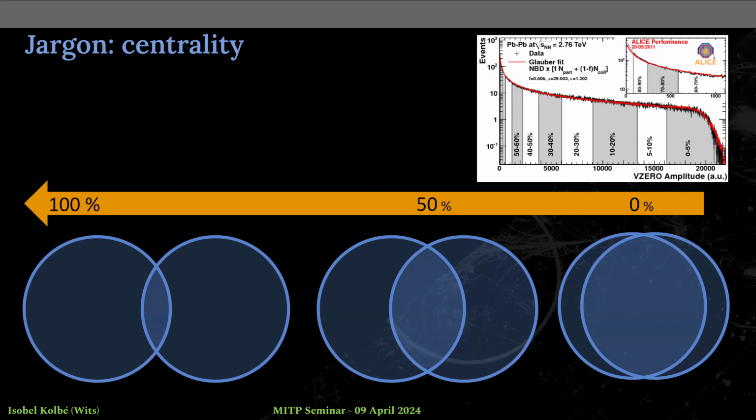Because of the way historically that they plotted this and divided it into groups, centrality, which tells you how central the event was, how much overlap there was, has a counterintuitive numbering system. The most overlap is 0% centrality, and the least overlap is 100% centrality. That's because 100% of the events have no overlap or more, and 0% of the events have complete overlap. So just remember that the 0 to 10% centrality bin is the very central, large overlap, and the 90 to 100% bin is almost no overlap.